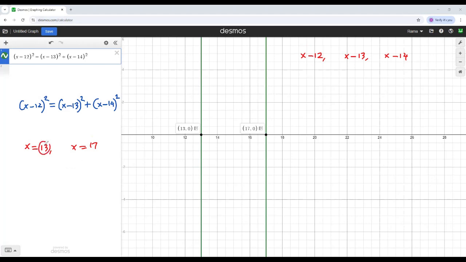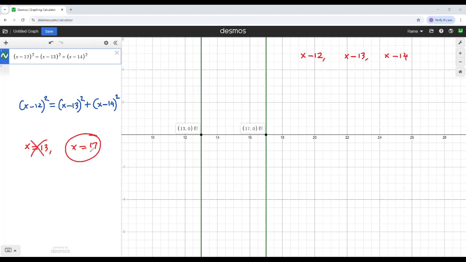Now let's plug in the first value of x, that is 13, in all the three sides. 13 minus 12 is just 1, 13 minus 13 is 0, and 13 minus 14 is negative 1. When I plug in x equals 13 in the sides of the right triangle, I am getting 1, 0, negative 1. So 0 cannot be the length of one of the sides of the triangle, and also negative 1 will never be the length of one of the sides of the triangle. The length of the sides of a triangle will always be positive. So this first value of x, that is 13, will not work. So we can reject the first value of x.